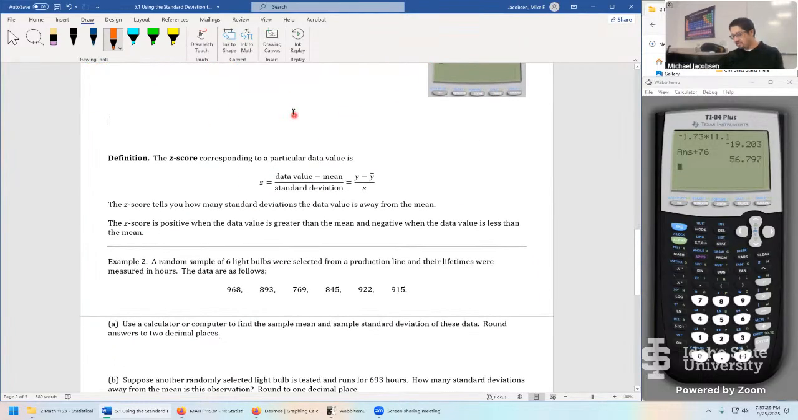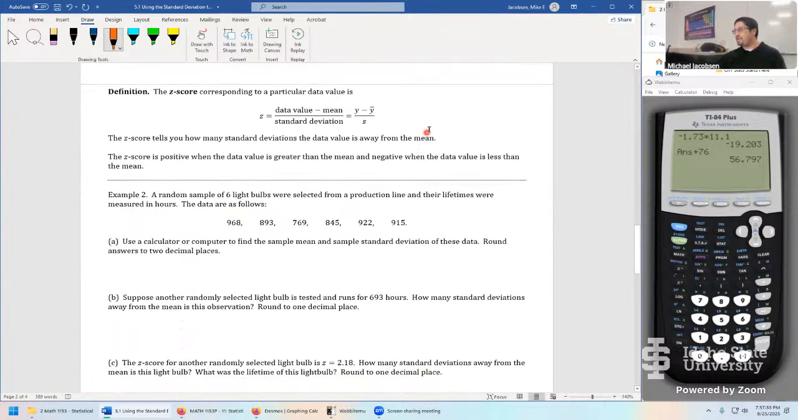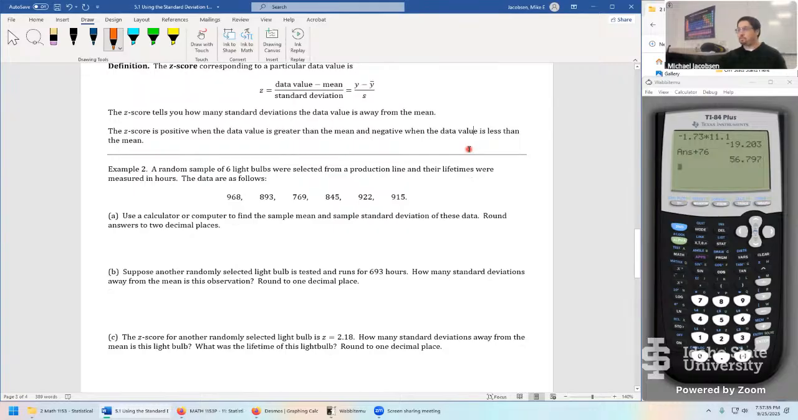So the next problem is maybe not the most exciting context in the world, but we're trying to emphasize the formula more than anything, I suppose you could say. So here's the z-score formula, just duplicated again for the sake of reference. Sample mean will be in blue, standard deviation in green, and the data value in yellow.